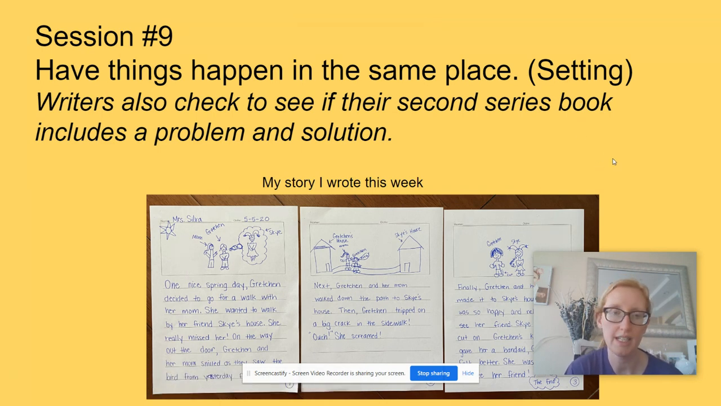Today the goal is to just go back and check your story to make sure that you have things happen in the same place, which is the setting. Writers, you are also going to check to see if your second series book has a problem and a solution. So this is the story that I wrote this week. I have a beginning, a middle, and an end, okay? And I'm going to go through it step by step with you to help you check your story. So here we go. I'm going to go to the next slide.